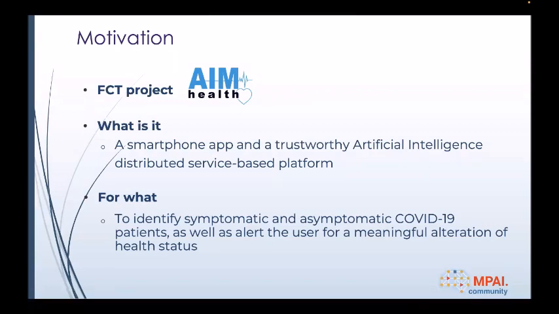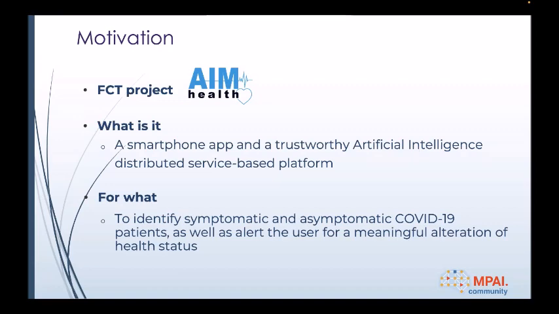So actually this got started in the COVID days, through a project that is ongoing and is financed by the Portuguese research and innovation fostering agency. The name of that project is AI Health, AIM Health. And what is it? It is a smartphone application, accompanied by a trustworthy AI, distributed service-based platform. The goal of that project was to identify people who are symptomatic or not symptomatic yet, and at the time of the COVID days, when this started, COVID-19 patients. Also the goal was to alert the user of any meaningful alteration of their health status. So in a sense, we intend to use our learnings in that project to inform our MPI project, which I'll start describing in a moment.